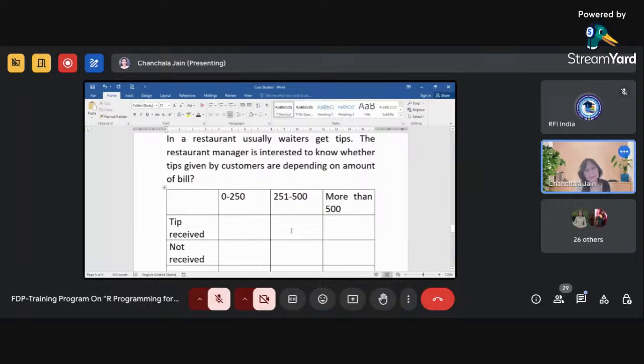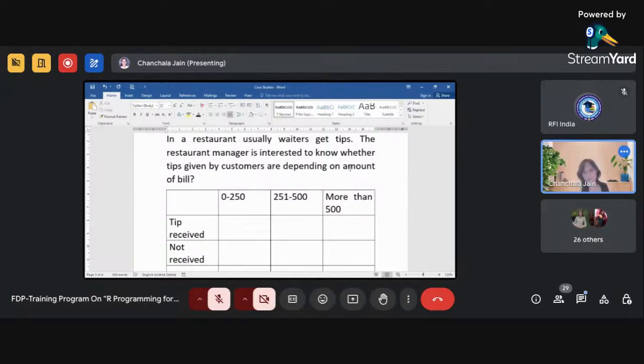Ma'am, would it be the case of goodness of fit or independence? No, this is a contingency table in the case of independence of attributes. You can find the situation mentioned. It is written whether the tips given by the customers depend upon the amount. Two different categorical variables are mentioned. Is it clear?